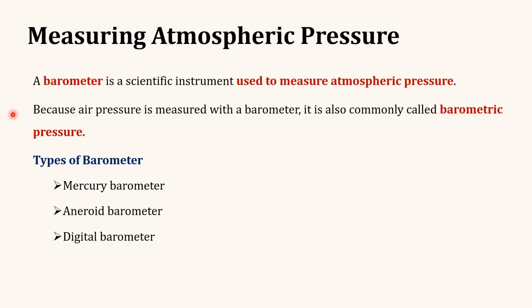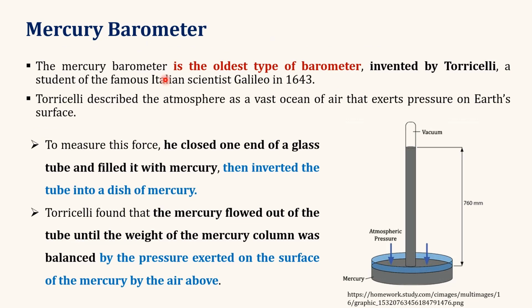Now, coming to the measurement of atmospheric pressure, which is done using the barometer. As atmospheric pressure is measured with a barometer, it is also commonly called barometric pressure. There are three types of barometer that can be used for measuring atmospheric pressure: the mercury barometer, the aneroid barometer, and the digital barometer. Let us learn about these one by one. We will start with the mercury barometer.